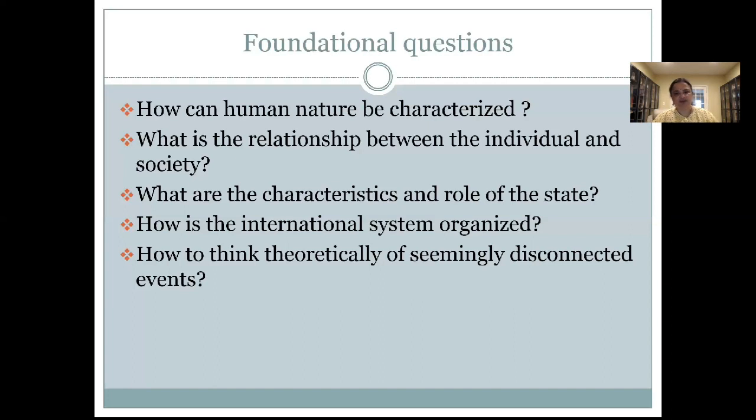Meaning you have police, you have the army, which you can use within a state. But in the international system, nobody listens to anybody. It's the law of the jungle, or might is right. So in such a system, how do you bring about order? So they have given different ideas, different schools. Let's look at them. How to think theoretically of seemingly disconnected events.